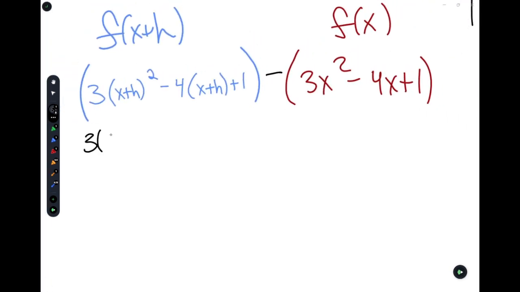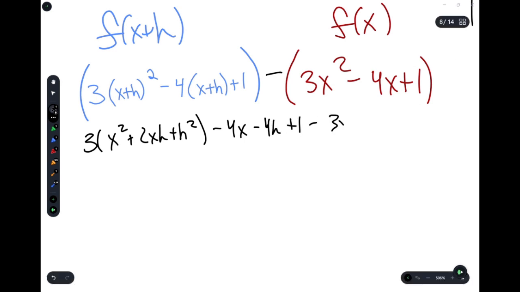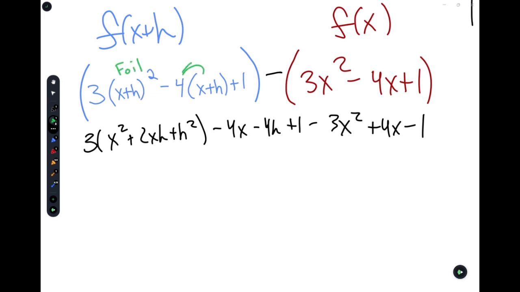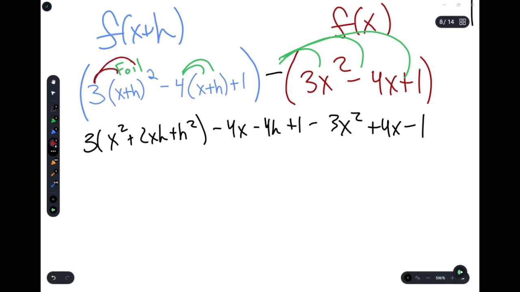3 parentheses x squared plus 2xh plus h squared minus 4x minus 4h plus 1 minus 3x squared plus 4x minus 1. And then cancel. Well, what? Hang on, I need to label these two things. I need to label FOIL. I need to label distribute. I need to label distribute. And I need to label a different color distribute to the FOIL. Right? Oh, I haven't done the red one yet?